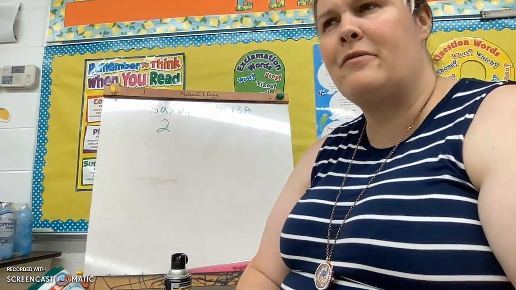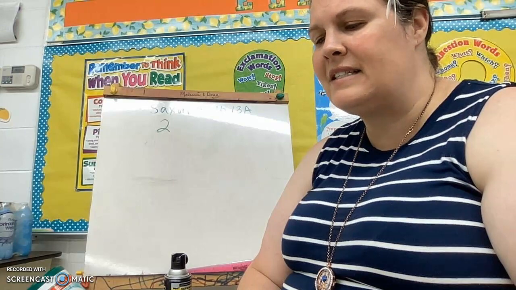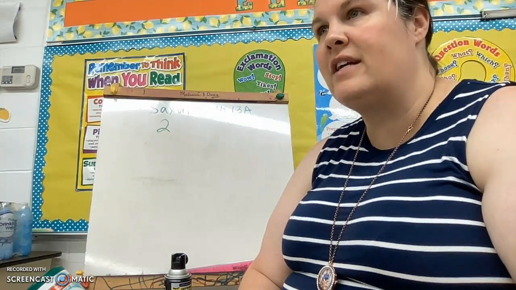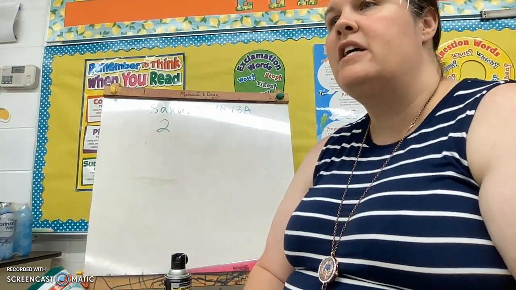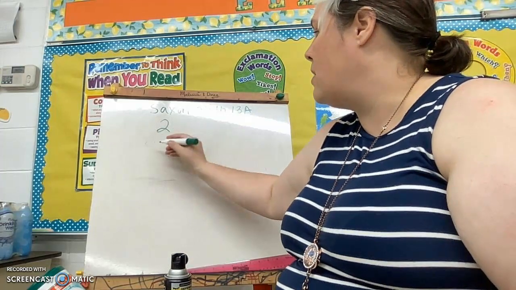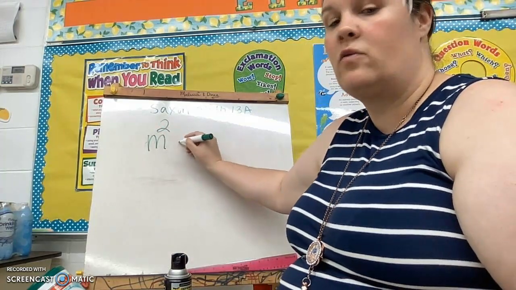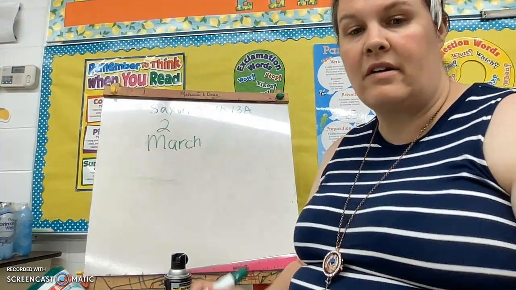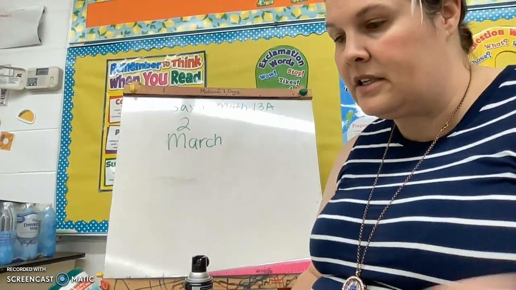Okay? And I don't think we need our birthday graph for this one because it says, what is the 3rd month of the year? So we could tell our months, couldn't we? January, February, March. And we're going to write March. And remember, March starts with a capital M. A-R-C-H. Sorry if you can't see. I'll try to move you closer.